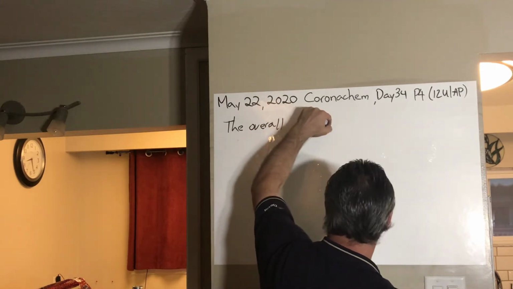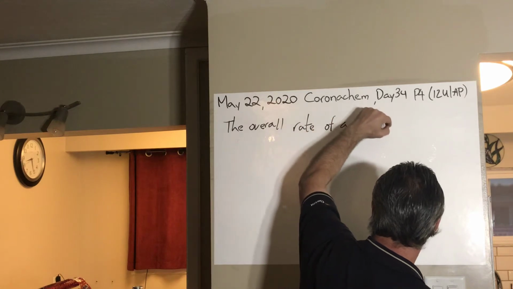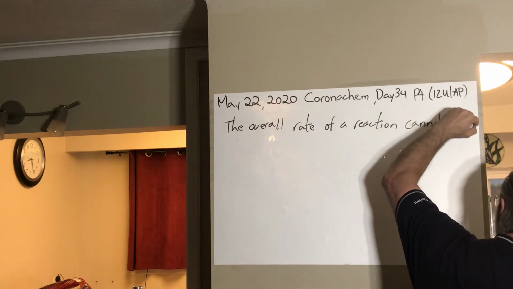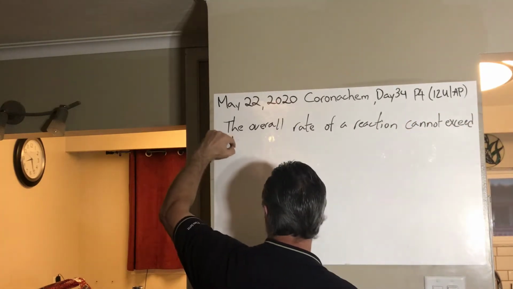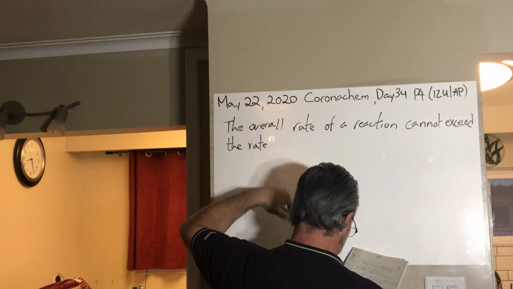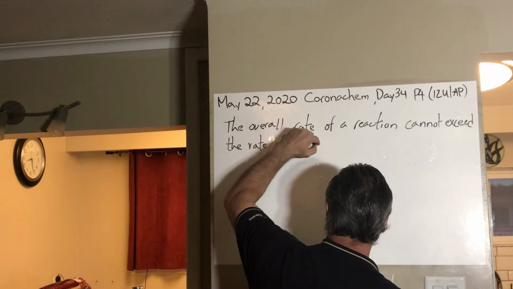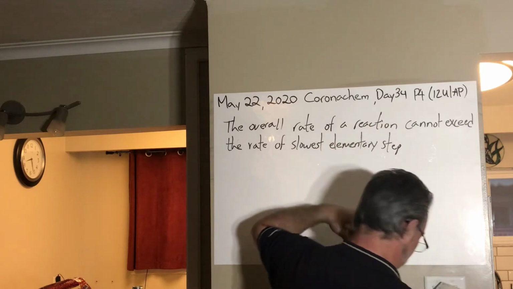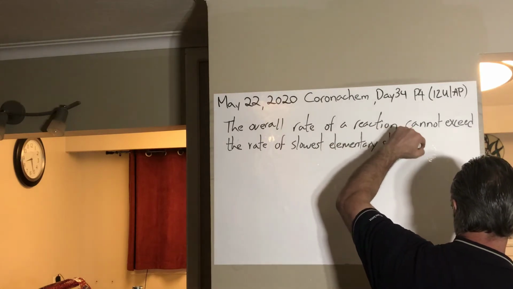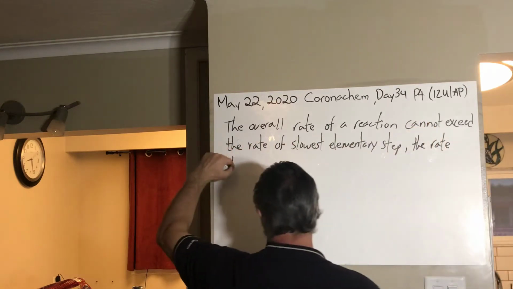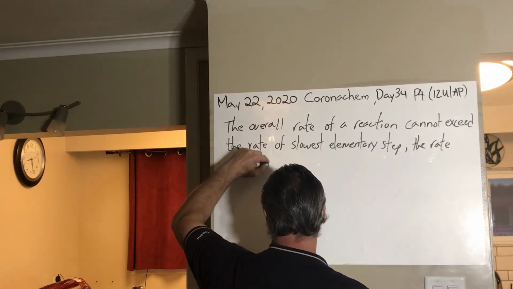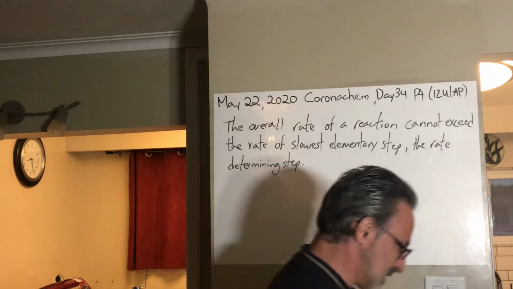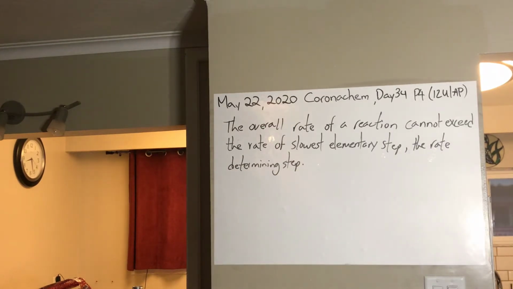The overall rate of a reaction cannot exceed the rate of the slowest elementary step, which is called the rate determining step. On practice example 605, we did 602.